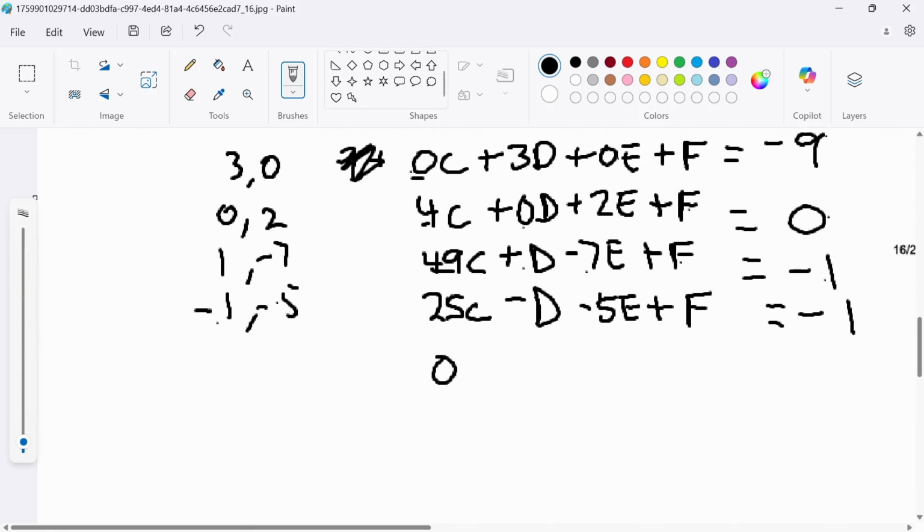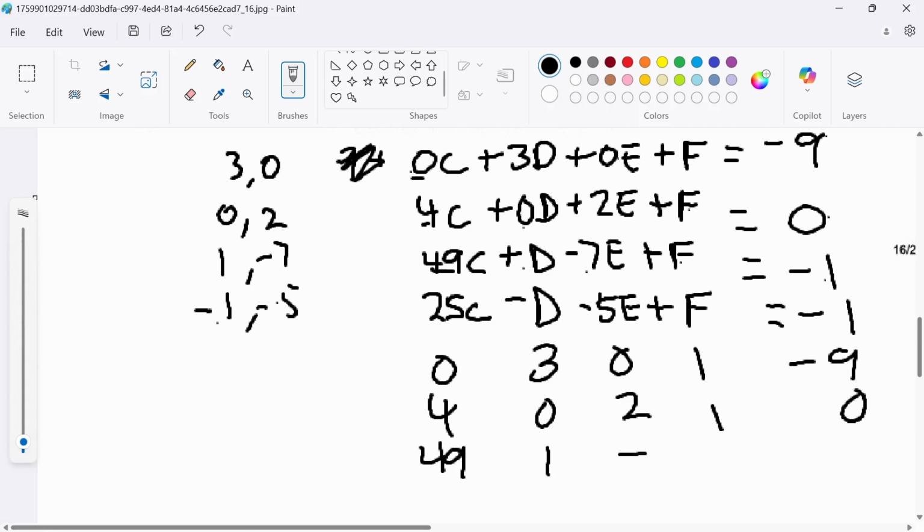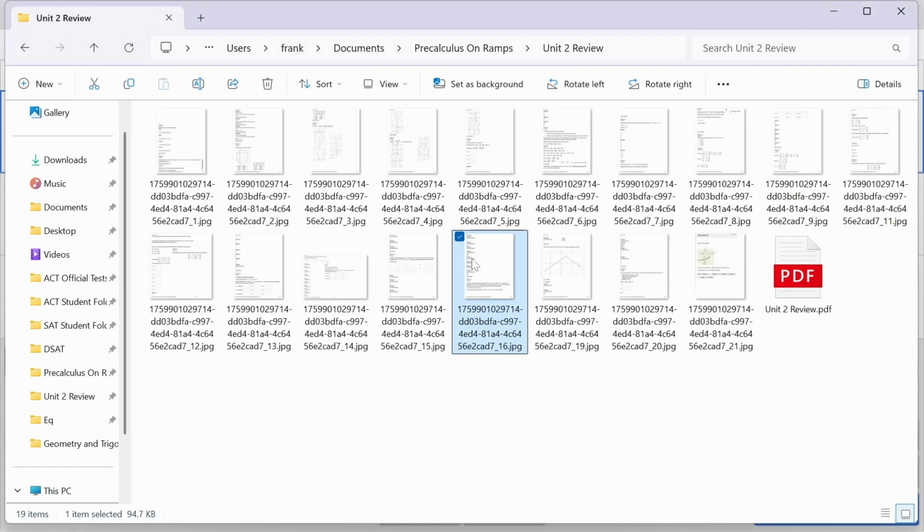It's going to be 0, 3, 0, 1, negative 9. 4, 0, 2, 1, 0. 49, 1, negative 7, 1, negative 1. 25, negative 1, negative 5, 1, negative 1. That's what the matrix is going to look like when I fill it out. But I don't have to actually solve it.